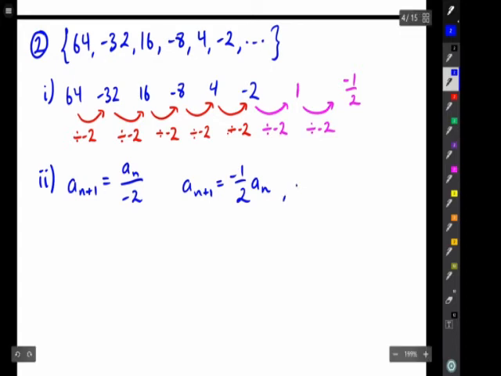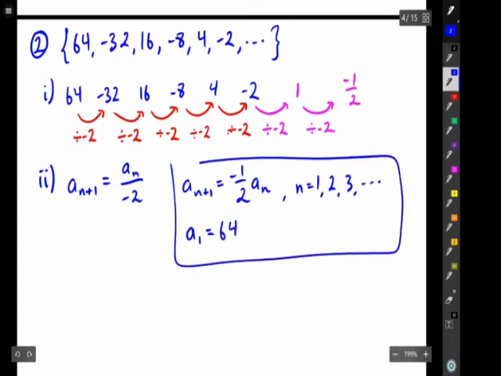And again, these apply for n starting at 1. So we need to, again, specify that a1 is 64. So I'm going to box these ones here. Again, either formula here is perfectly acceptable. So pick your favorite one.